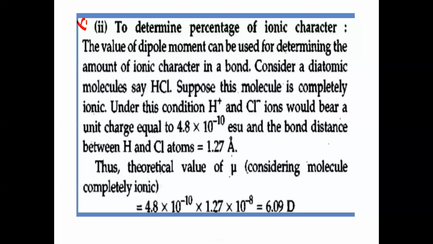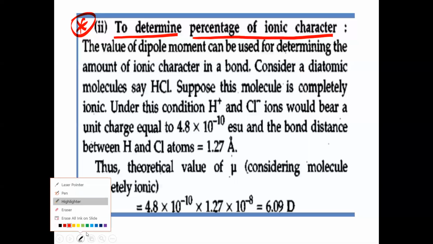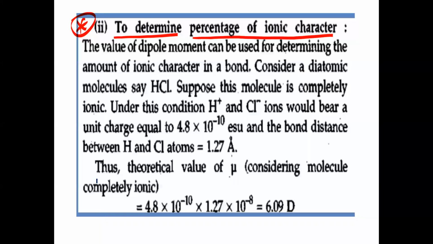Next, the second application. Application means use: determine the percentage of ionic character. Another application is to determine the percentage of ionic character, meaning whether the given species is ionic or not, or more ionic or less ionic. So the percentage of ionic character can be understood by using the dipole moment. The value of dipole moment can be used for determining the amount of ionic character in a bond. Now how it is determined, we will discuss now.